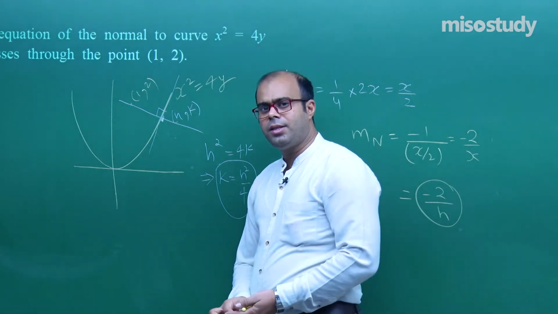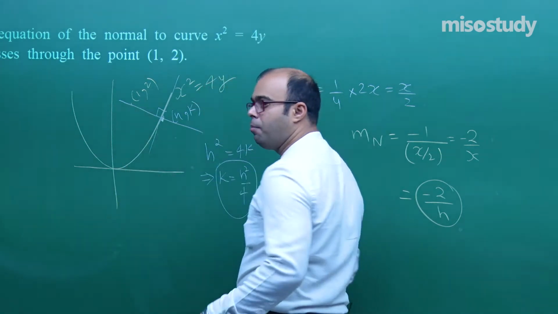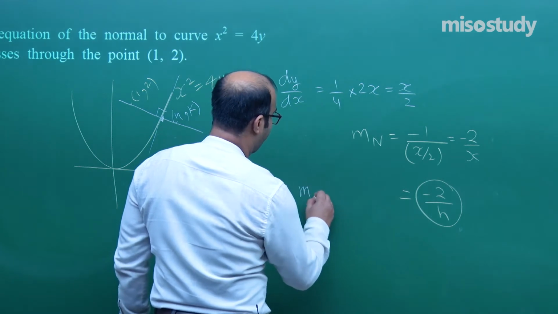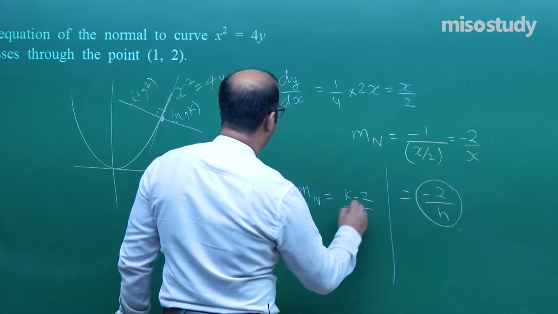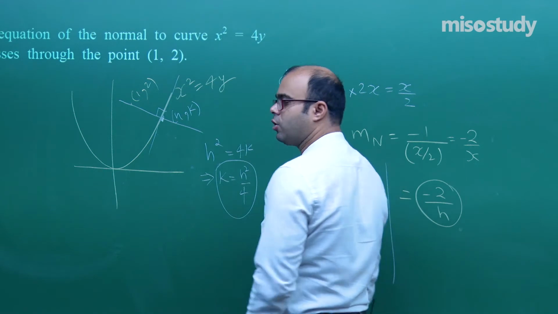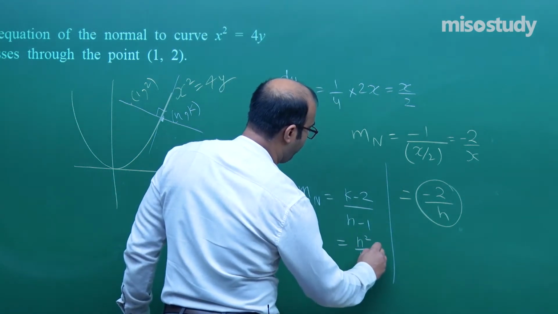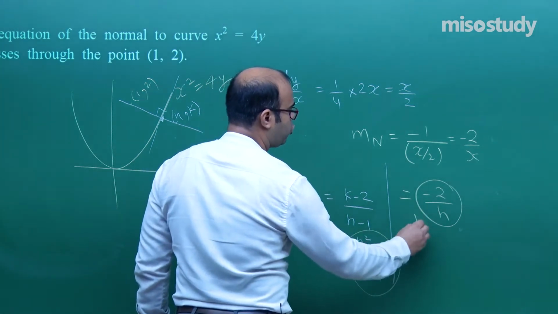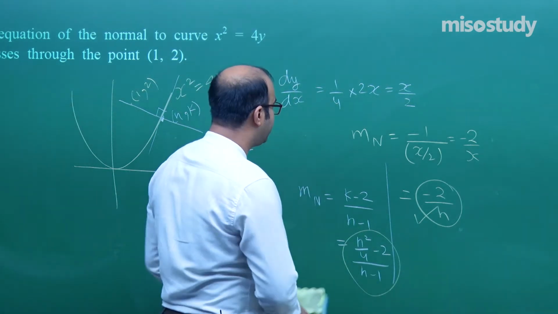Do we have another method also to find the slope of the normal? Yes. Since these are the 2 points, by the coordinate geometry concept of a straight line, we also know that the slope of the normal can be written as y2 minus y1, that is k minus 2, upon x2 minus x1, that is h minus 1. Now you can use k is equal to h square by 4 and put it here. So this will become (h square by 4 minus 2) by (h minus 1). This slope of the normal and the slope obtained by the concept of derivative are the same, because it is the same normal.